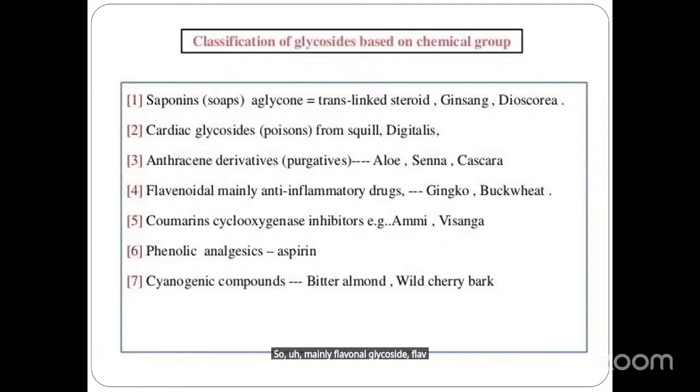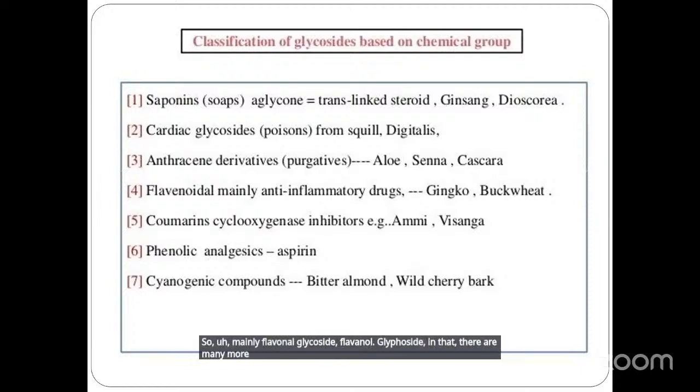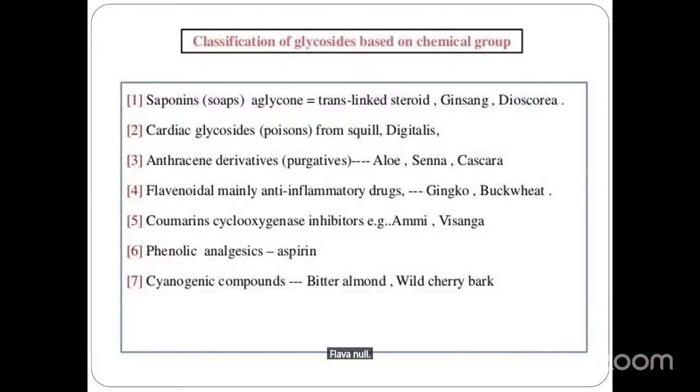So mainly flavanol glycoside. In that there are many more forms: flavanol, flavonoid. In that, there is ginkgo, then buckwheat, which is obtained from Phagopyrum esculentum. In the buckwheat, there is a chemical constituent, a vitamin P, that is called rutin, right?